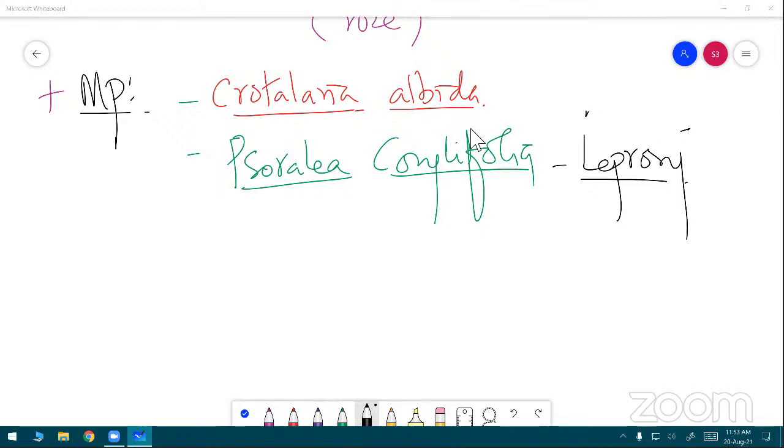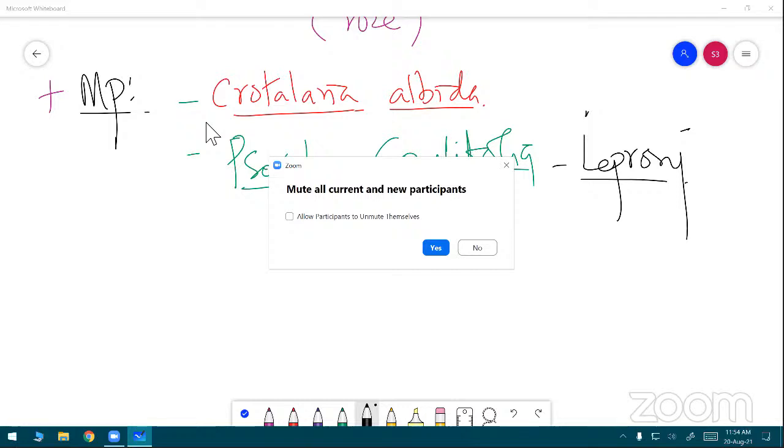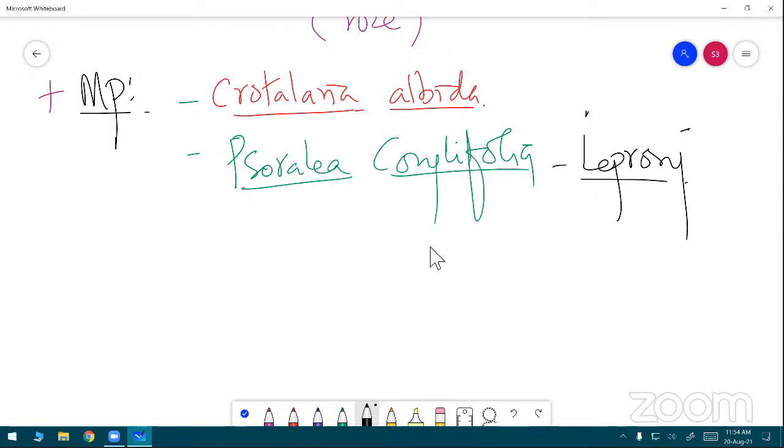Dear students, please answer. Which of the following plants is used in the treatment of leprosy? Psoralea corylifolia. Repeat the word. Psoralea corylifolia is the plant used in the treatment of leprosy. And one more medicinal plant I want to mention, that is Glycyrrhiza.